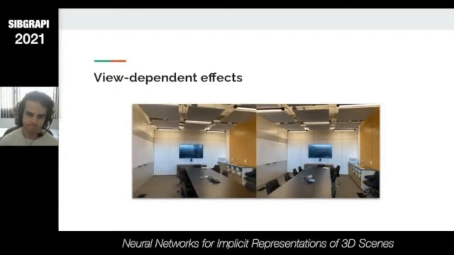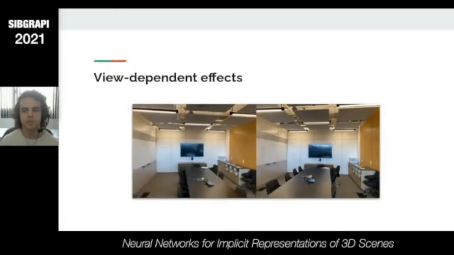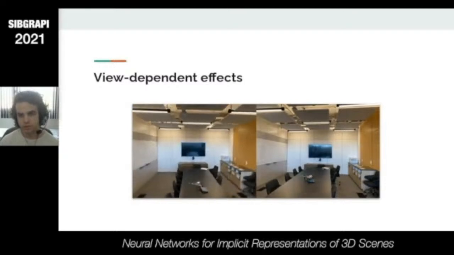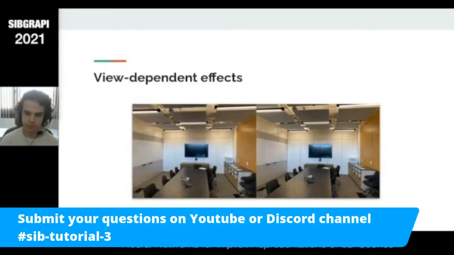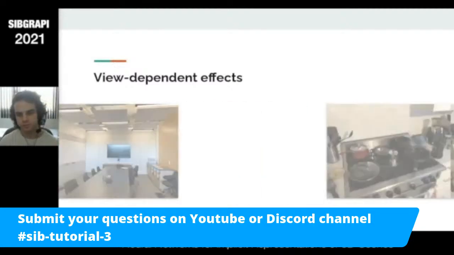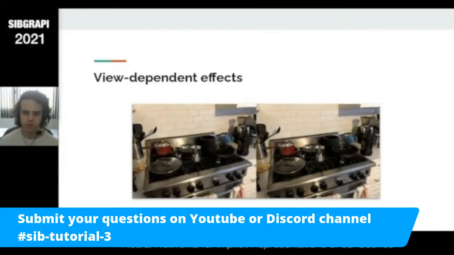And here we have a visualization of this effect of different colors for different viewing directions in a real scene, where the camera is kept stable, but the viewing direction changes, and you can see how the color also varies depending on the specularity of the surface. Here's another example of that.